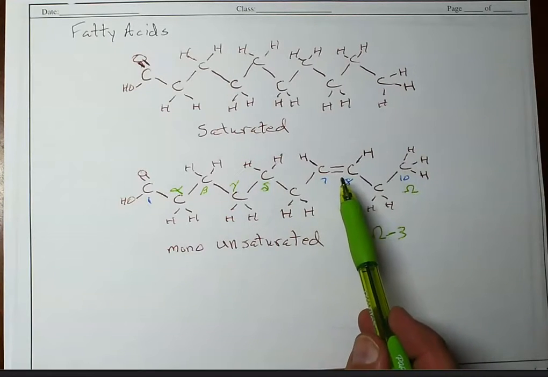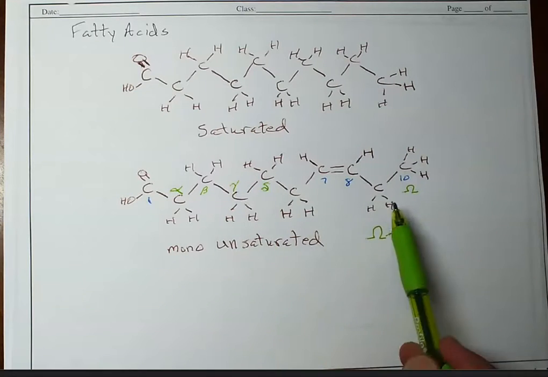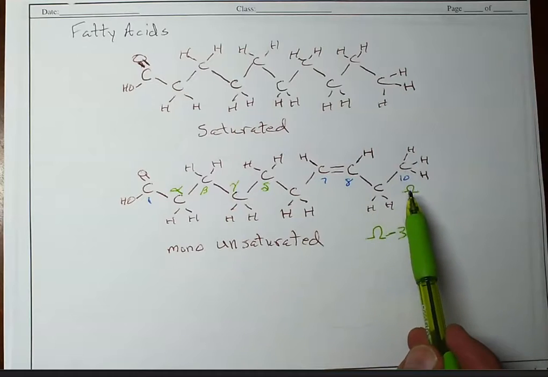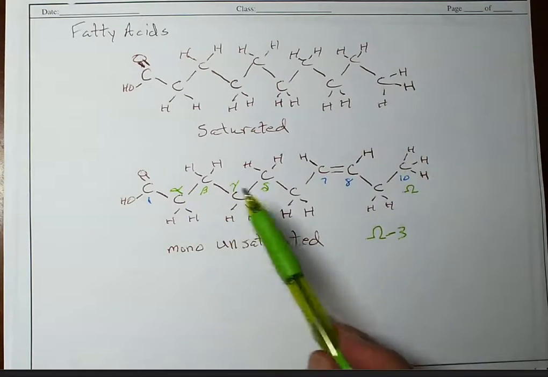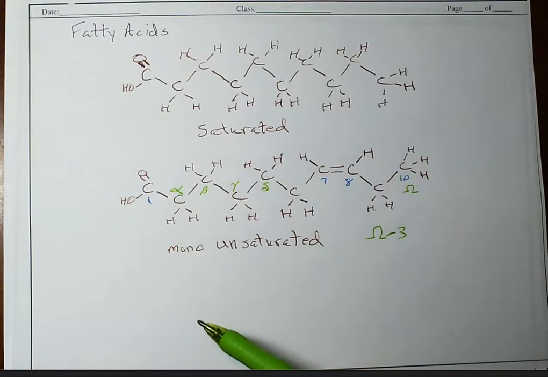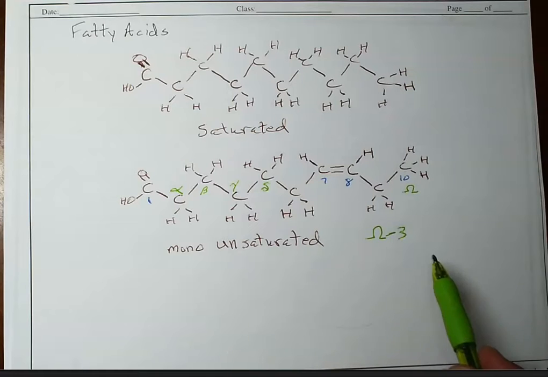The double bond that makes it unsaturated is the third bond from the end. And remember that omega is at the end of the Greek alphabet and the end of the chain, far end away from the carboxyl carbon. All right.